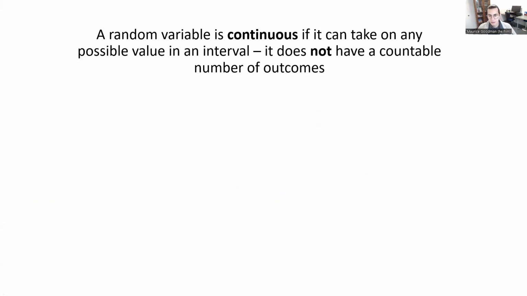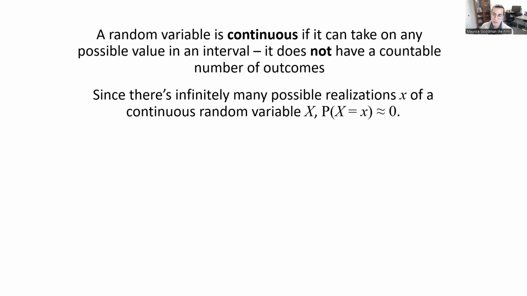Now, conceptually, continuous random variables are a bit harder. They don't have a countable number of outcomes. They have infinitely many possible outcomes. Because there are infinitely many possible outcomes, the probability of any one outcome is 0.